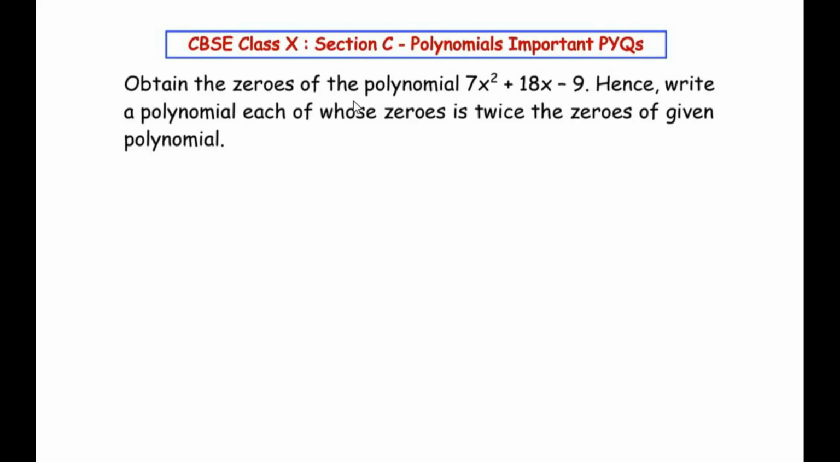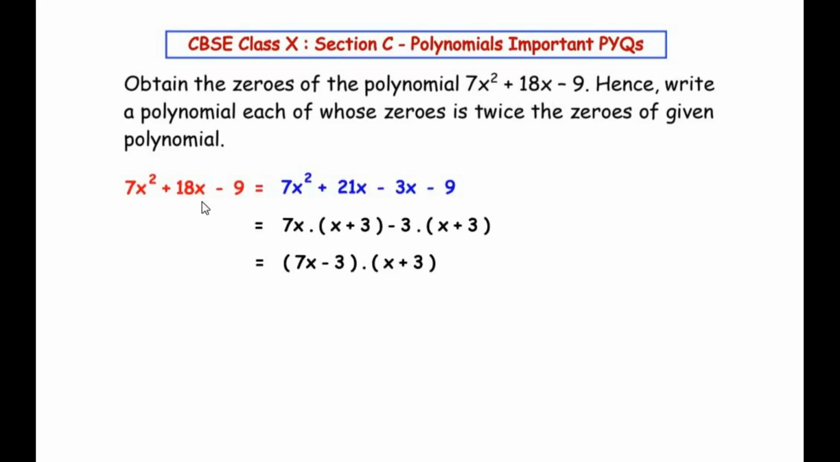Obtain the zeros of the polynomial 7x square plus 18x minus 9. Hence write a polynomial each of whose zeros is twice the zeros of the given polynomial. So here in this question we have to first find out the zeros of this polynomial, and then we have to find out a second polynomial whose zeros are going to be twice the zeros of this polynomial. So let us begin by factorizing this polynomial first.